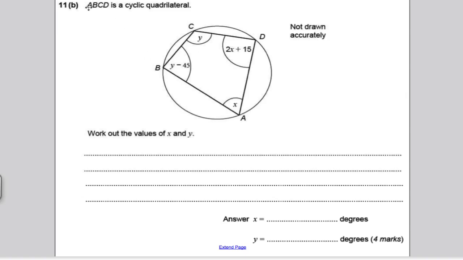Okay, we've got ABCD is a cyclic quadrilateral. Cyclic means that the corners of the quadrilateral, the four-sided shape, lie on the circumference of a circle. There's only one rule we know about cyclic quadrilaterals, and we know opposites add to 180.